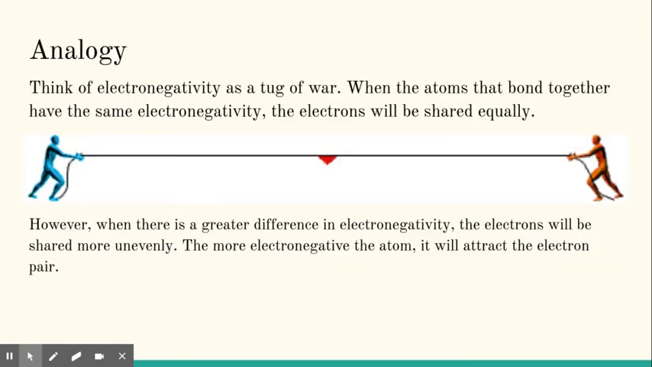Analogy. Think of electronegativity as a tug of war. When the atoms that bond together have the same electronegativity, the electrons will be shared equally. However, when there is a greater difference in electronegativity, the electrons will be shared more unevenly. The more electronegative atom will attract the electron pair.